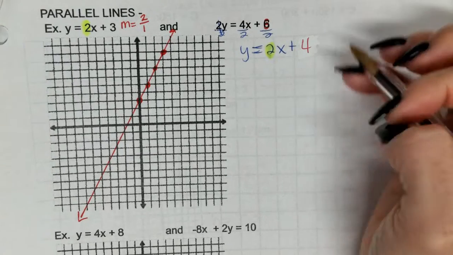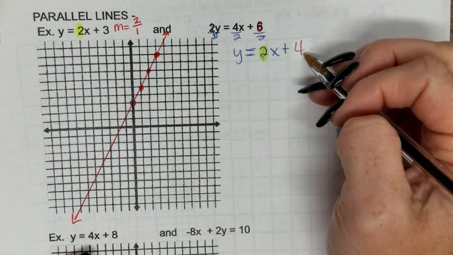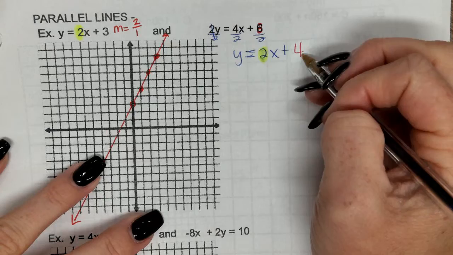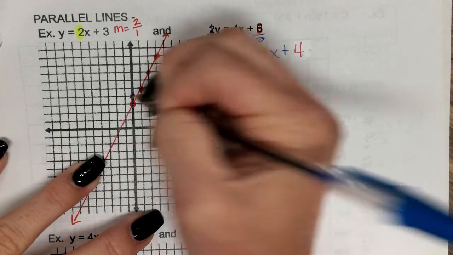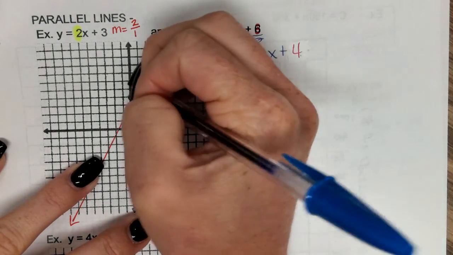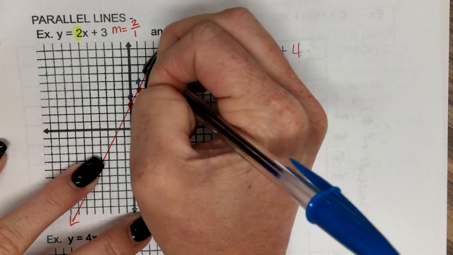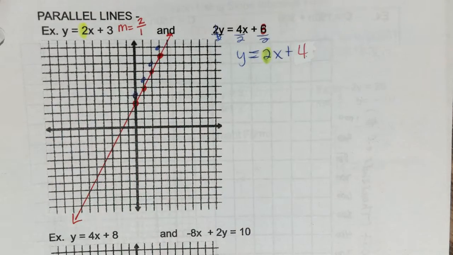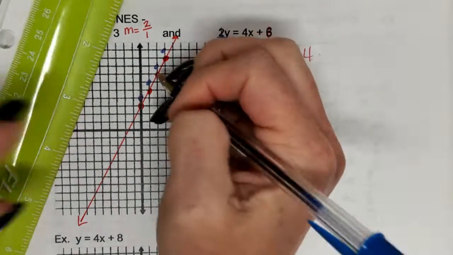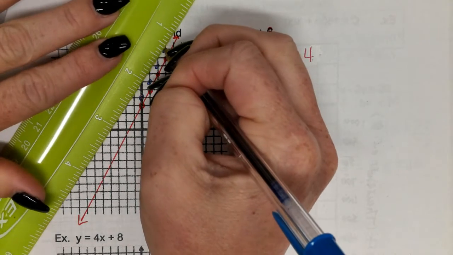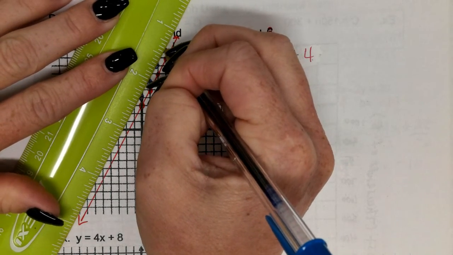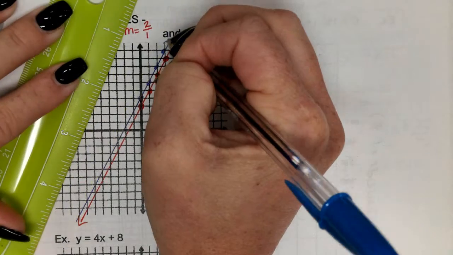All right, let's graph the other one. Where's my starting point for this one? At 4 instead of 3. My slope is the same. Up 2, right 1, up 2, right 1, up 2, right 1. Will these lines ever touch? No, because they're parallel. Their slopes are the same.